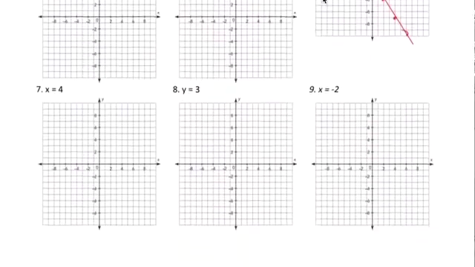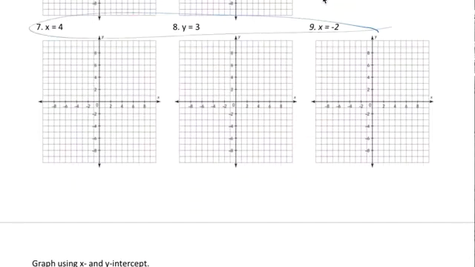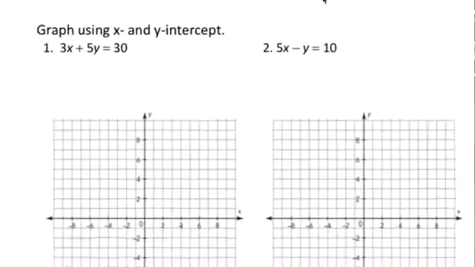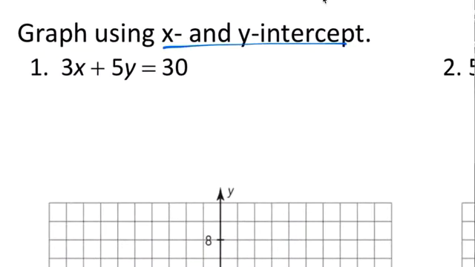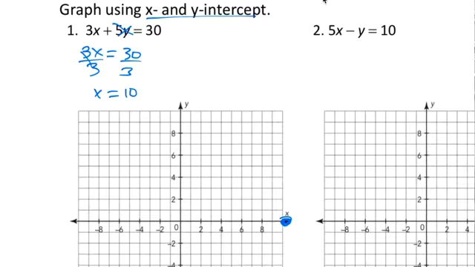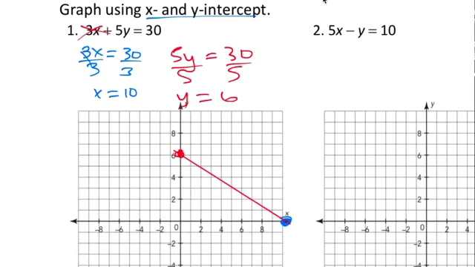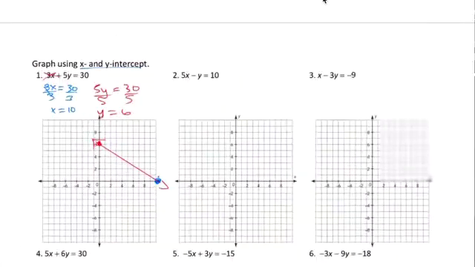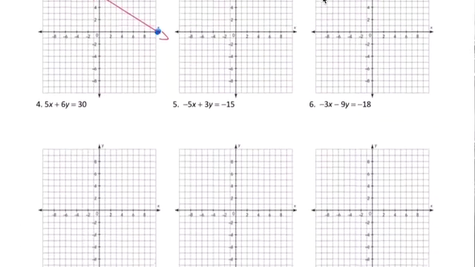Good practice, because most of you knew how to graph these, so I'm not worried. Here's using x and y intercept. That's when you use the cover method. Cover this one, 3x equals 30, divide by 3, x equals 10. So x is 10 right here. And then you cover the x, and you solve 5y equals 30, divide by 5, y is 6. So y is 6 right there. And you draw arrows at the end because you can find the slope and move on graphing like that. So that's how you do these, okay?